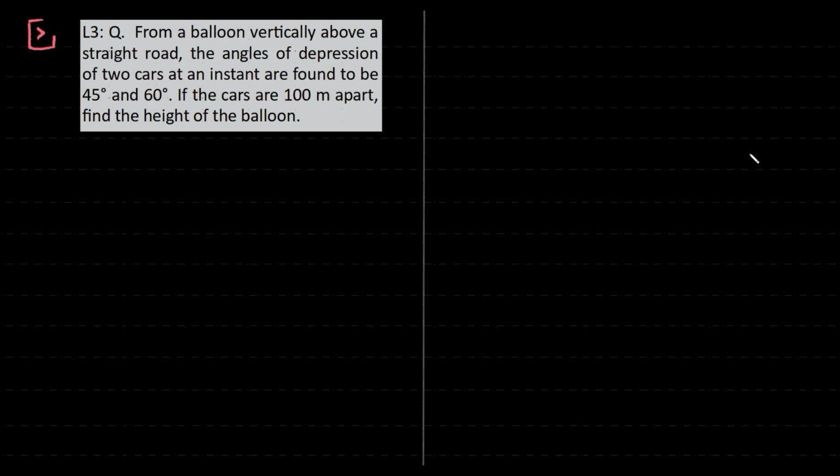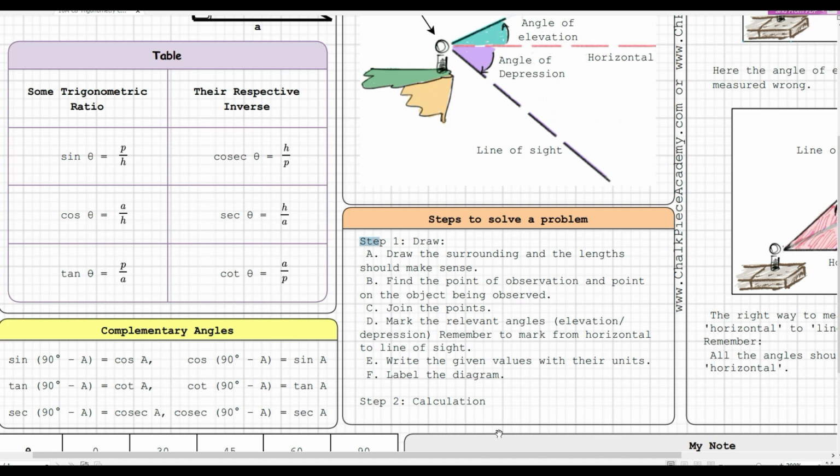From a balloon vertically above the straight road, the angle of depression of two cars at an instant are found to be 45 and 60 degrees. If the cars are 100 meters apart, find the height of the balloon. Again, all we have to do is draw a diagram as per this.